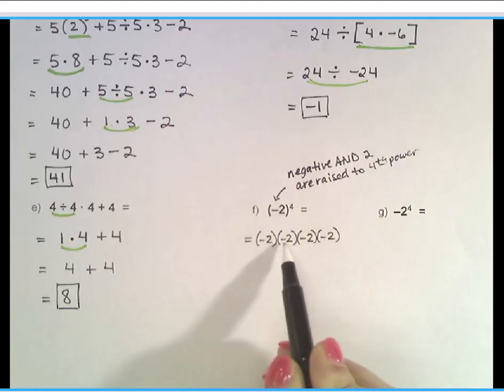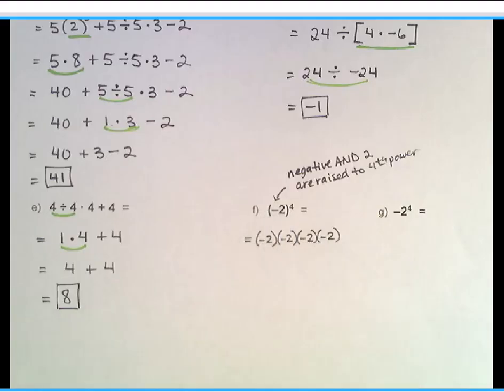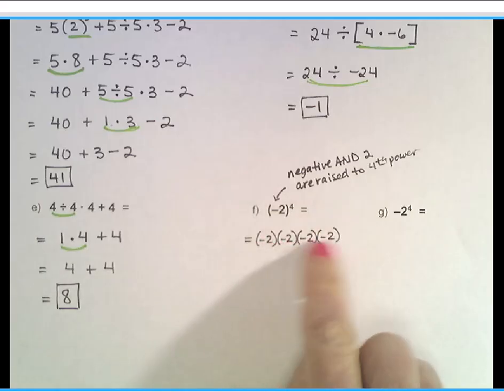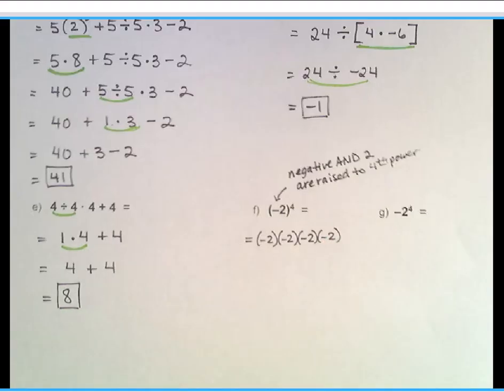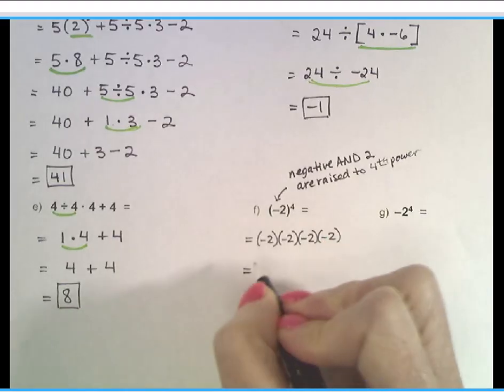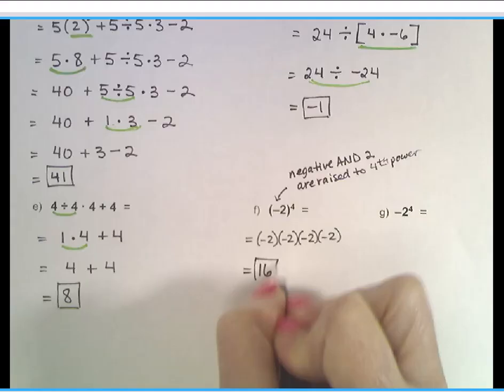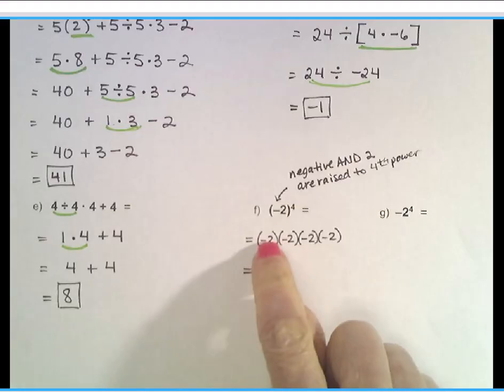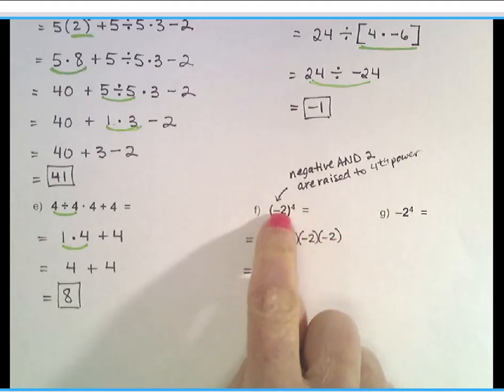Well, if you multiply 4 negatives together, 2 negatives make a positive. So these 2 will make a positive. These 2 will make a positive. Your answer is going to turn out to be positive. In fact, it's going to be positive 16. All those negatives are going to turn positive. So negative 2, negative 2, negative 2, negative 2, there's 4 of them.